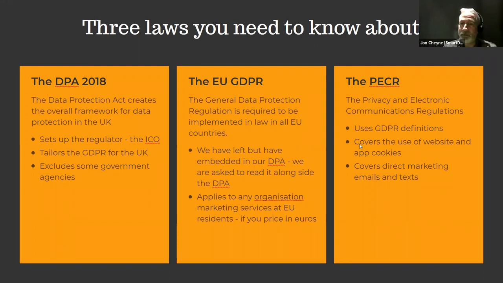So the Data Protection Act 2018. There has been a Data Protection Act for decades in the UK. The 2018 one brings in the GDPR. It sets up the regulator, the ICO, the Information Commissioner's Office. It tailors the GDPR for the UK. A small example of that: it's 16 in Europe to sign up for YouTube, but it's 13 in the UK. So it makes some small adjustments and it excludes some government agencies, secrecy stuff. And that's true for all European countries.